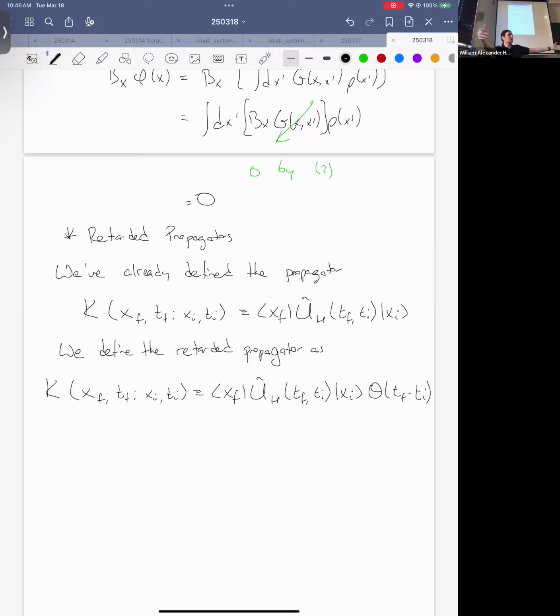So you have some final waveform, and you ask, what is the initial waveform? So advanced and retarded tell you about whether you're propagating forwards or backwards in time. And here we're going to be propagating forwards in time. Yes. Correct. This is the more natural Green's function where, say, you have some experiment with some initial conditions, and you'd like to predict the future measurements.